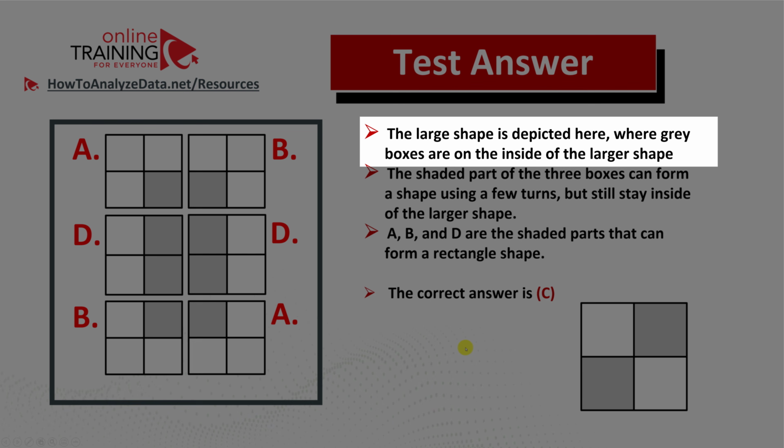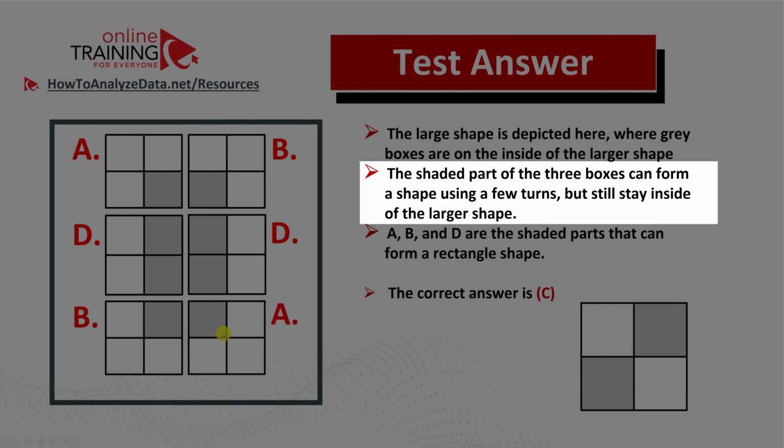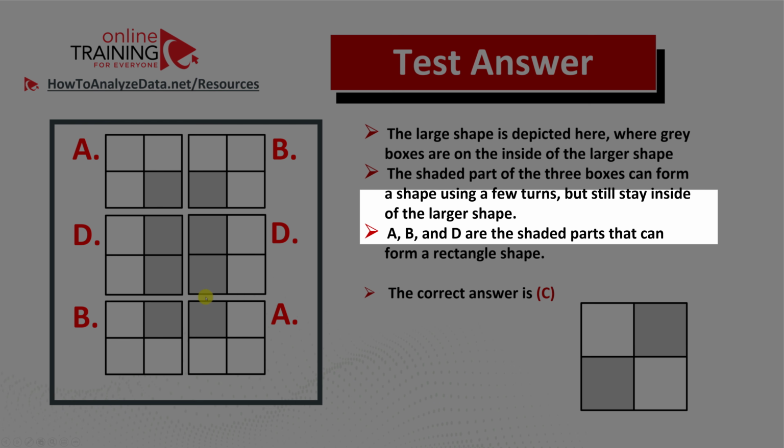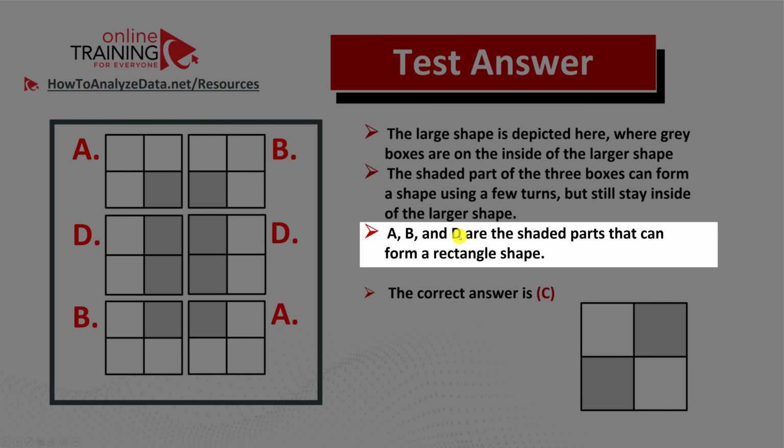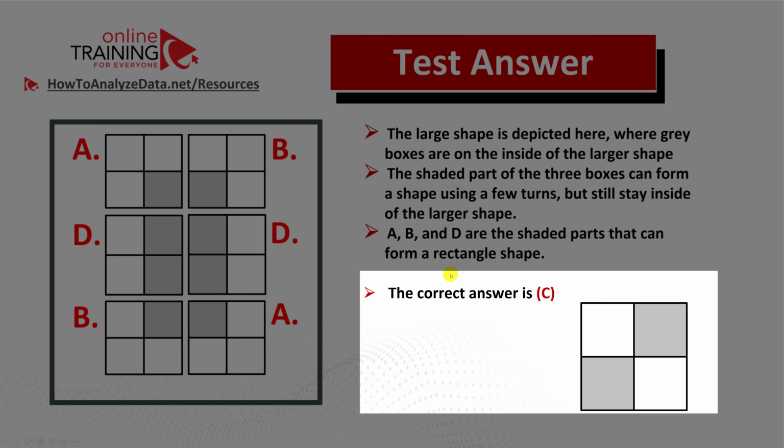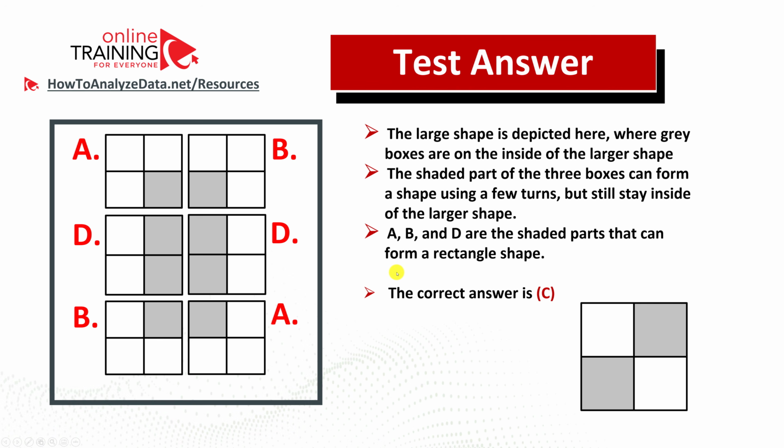The large shape is depicted right here, where gray boxes are on the inside and the white boxes are on the outside of the larger shape. The shaded part of 3 boxes can form a shape using few turns, but still stay inside the larger shape. This is why choices A, B, and D are valid choices, and choice C is the correct choice, and this is the one you should be selecting. Hopefully you've nailed this question and answered it correctly.